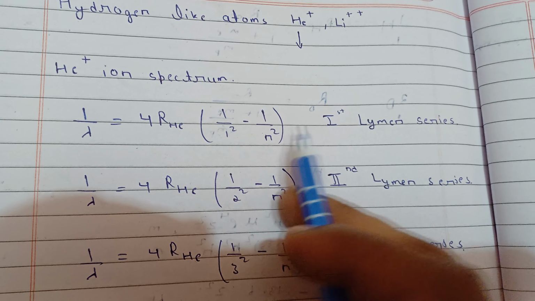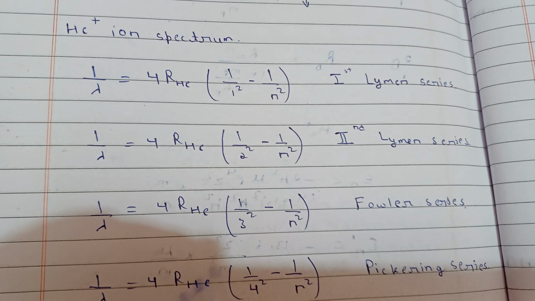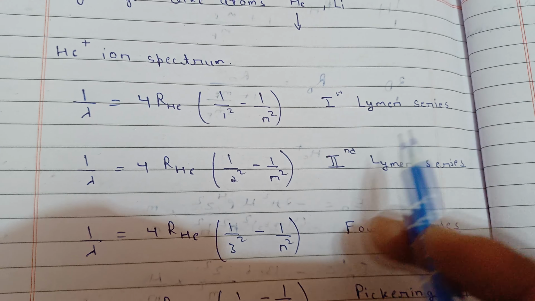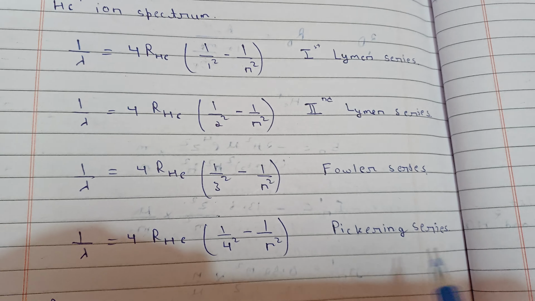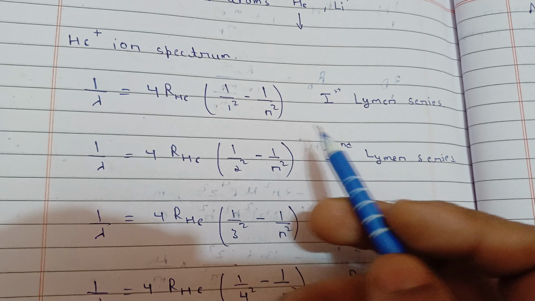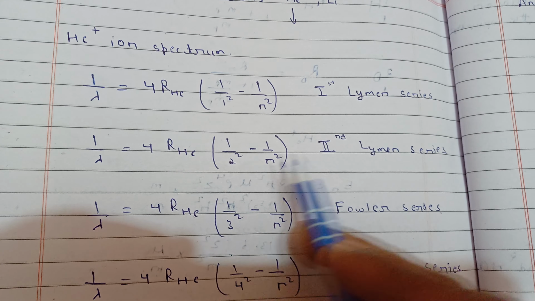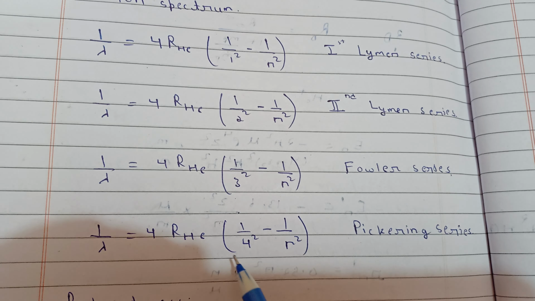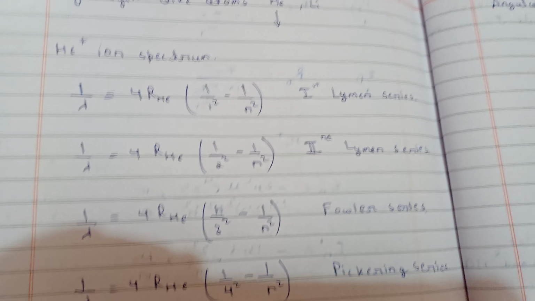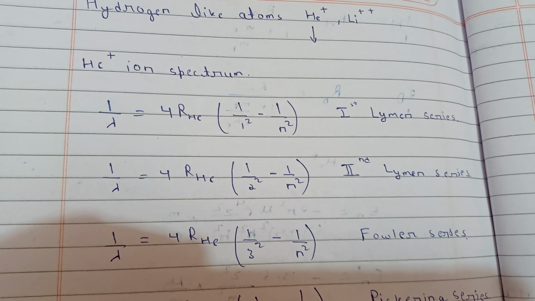Now names are also given to the helium series, and we call them the first Lyman series, second Lyman series, Fowler series, and the Pickering series. Here n can be anything. If the final orbit is 1, it will be first, if it is 2, it will be second, for 3 it is Fowler, and for 4 it will be the Pickering series. So you must remember these formulas for helium also.